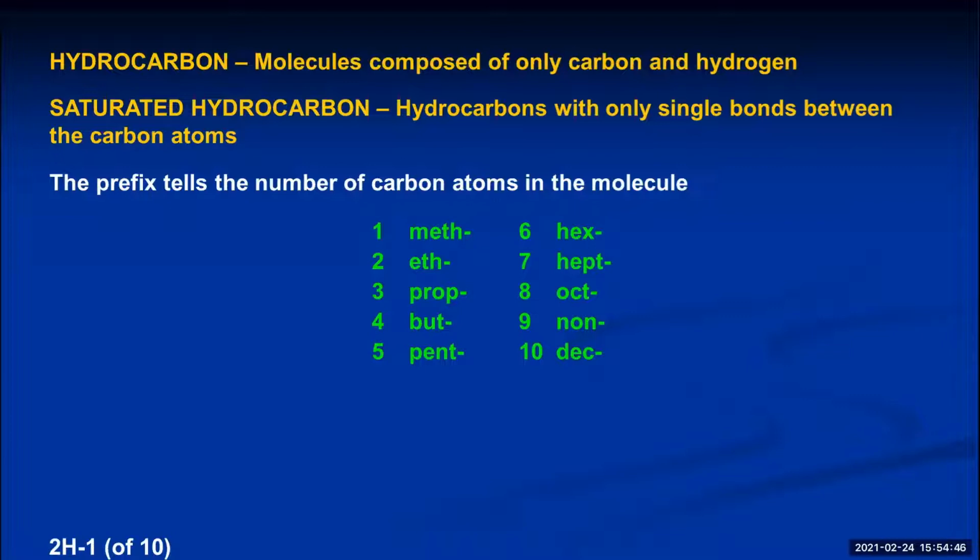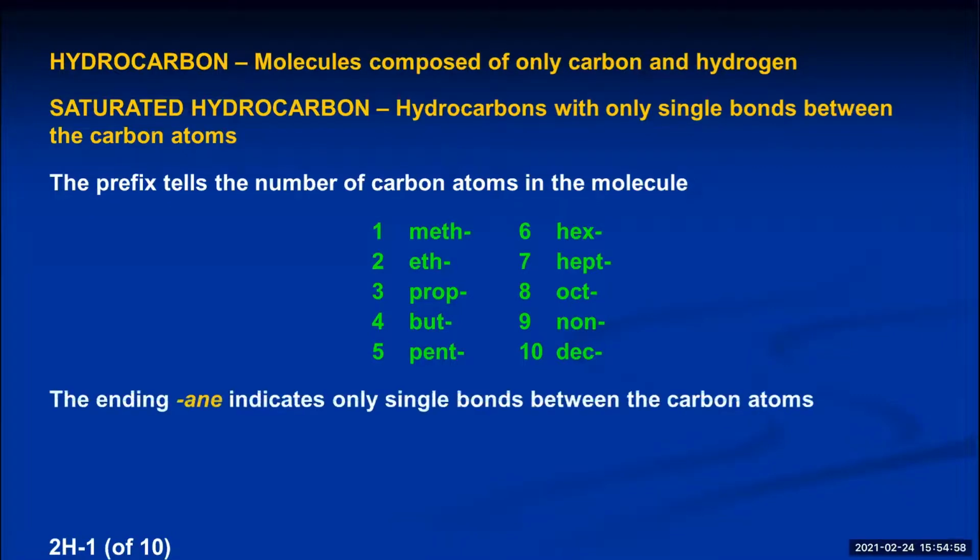So if you have a hydrocarbon and you know how many carbons are in the longest chain, you pick the appropriate prefix that you see here. And then what's the suffix? What do you put at the end? You put the ending ANE. That ANE ending indicates that there's only single bonds between all the carbons in the chain, okay?